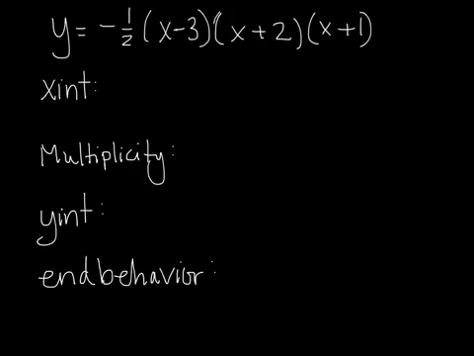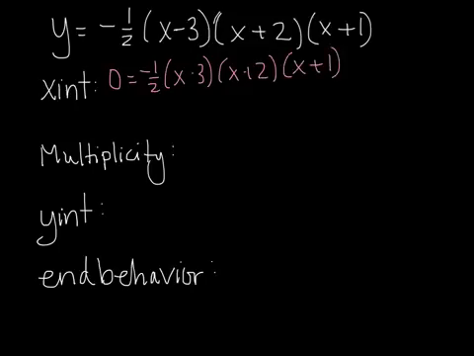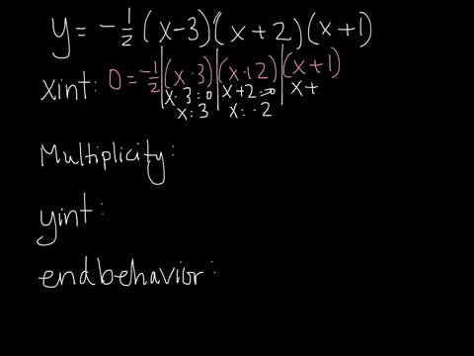Okay, another example. Again, for x-intercepts, we make the y be 0, and we make each factor equal to 0. This time there's no x with this negative 1/2, so this doesn't give us an answer. We'll start with x minus 3 equals 0, so x will equal 3. x plus 2 equals 0, so x will equal negative 2. And x plus 1 equals 0, so x equals negative 1.